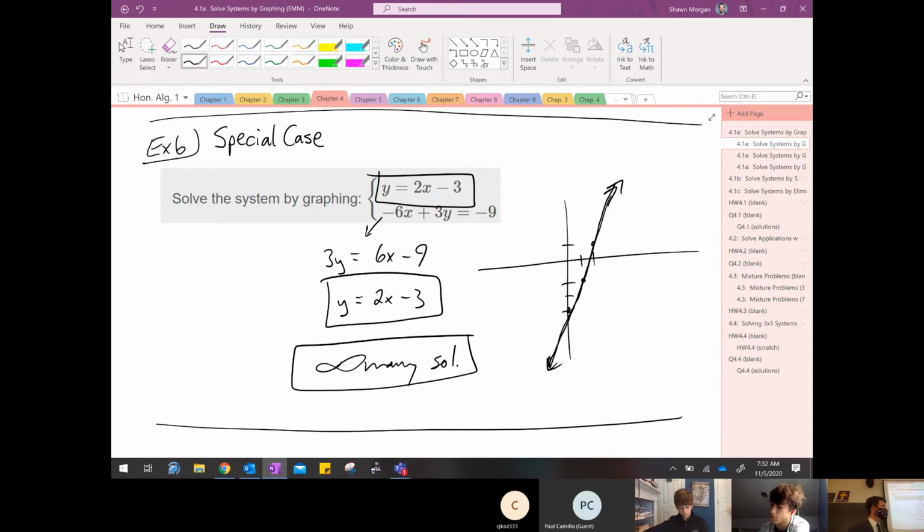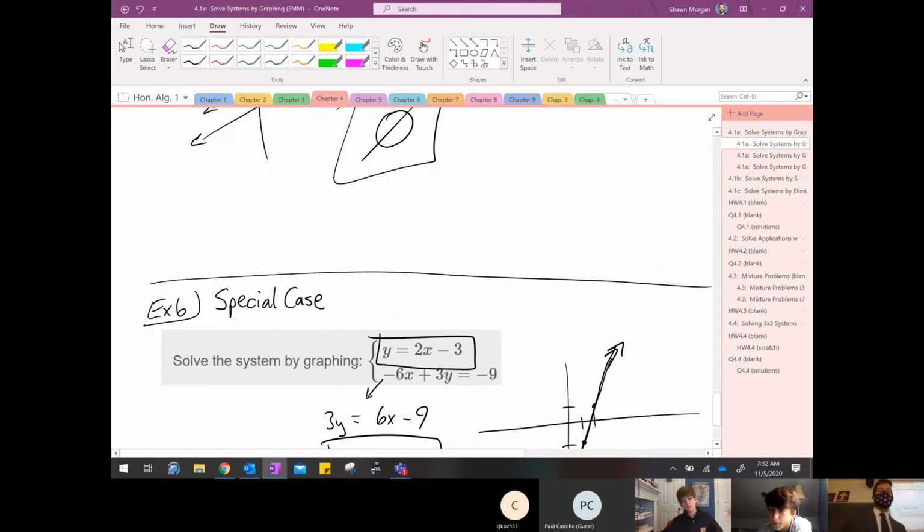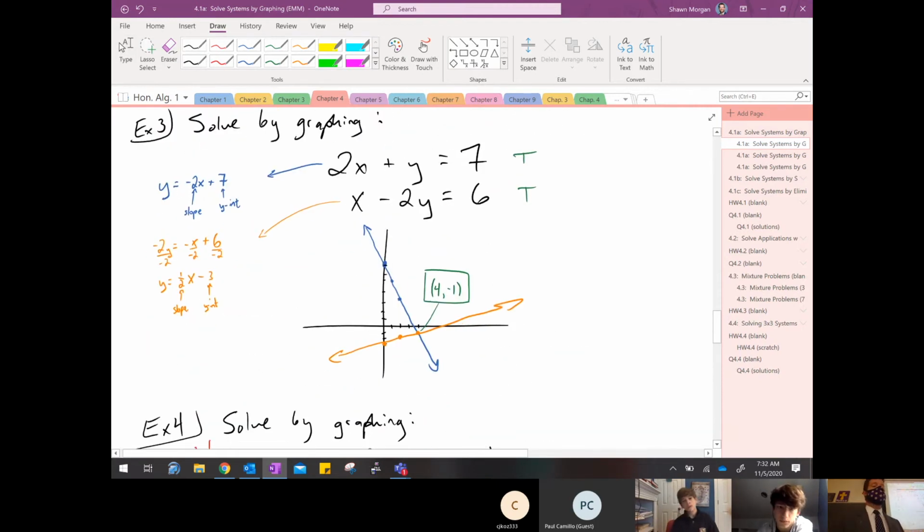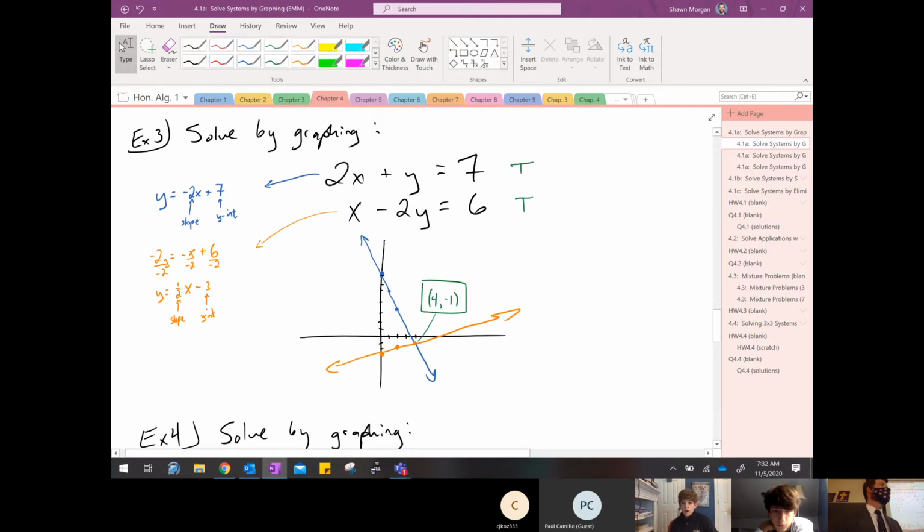So that's a trivial example, right? You won't run across very many of those, but we do want to understand how that works, okay? So sometimes there are those two systems where there's either no solution or infinitely many, but the vast majority of the problems that you guys encounter are going to look like example 4 and example 3. Okay? That's graphing in a nutshell.